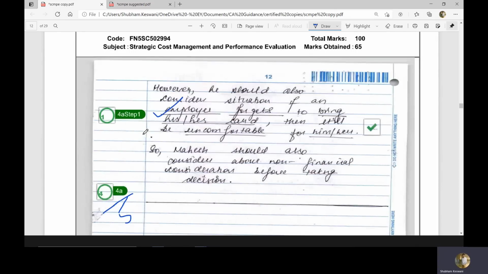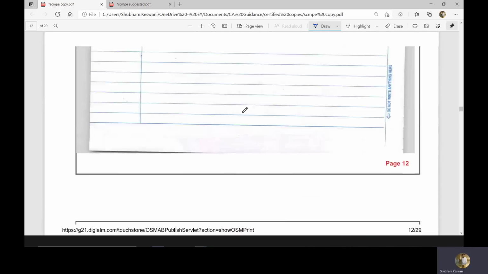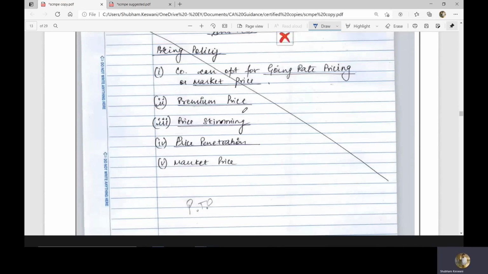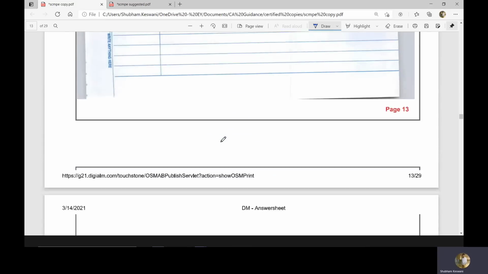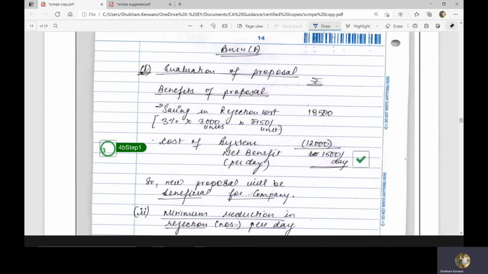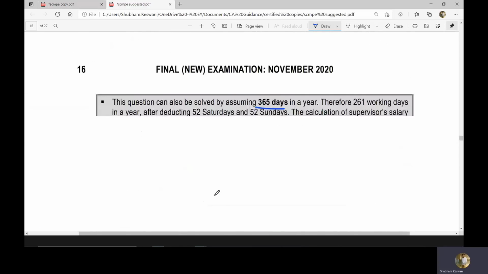Now you can see that after completing this question, I made a line here to make it look neater, and then I started my answer from the next page. This was not required because it was optional and I was more comfortable with the other part. Now talking about 4B, again this proposal question was similar to the one asked in the study material.